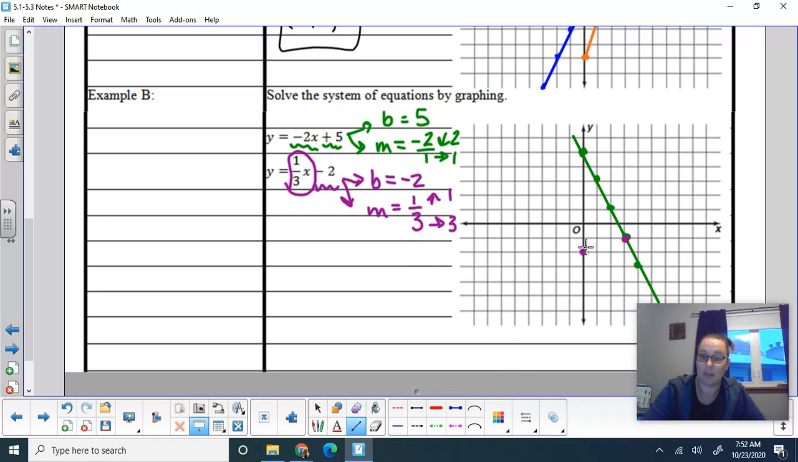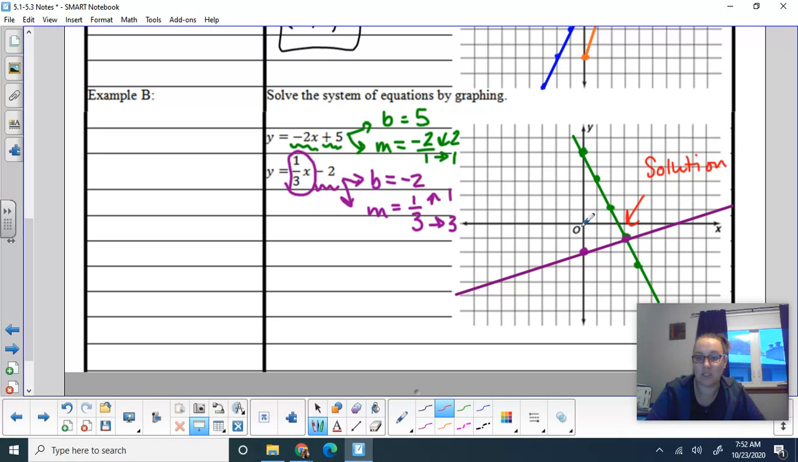So again, I'm going to grab my straight line tool. I'm going to draw a line through it. Don't be afraid to draw a line through more points, or if you need to, extending those lines. Sometimes you're going to feel like, am I doing it right? But you are. You just have to trust the process. So now we're ready to state the solution. And in this case, the intersection is happening right here. So that's where our solution is.